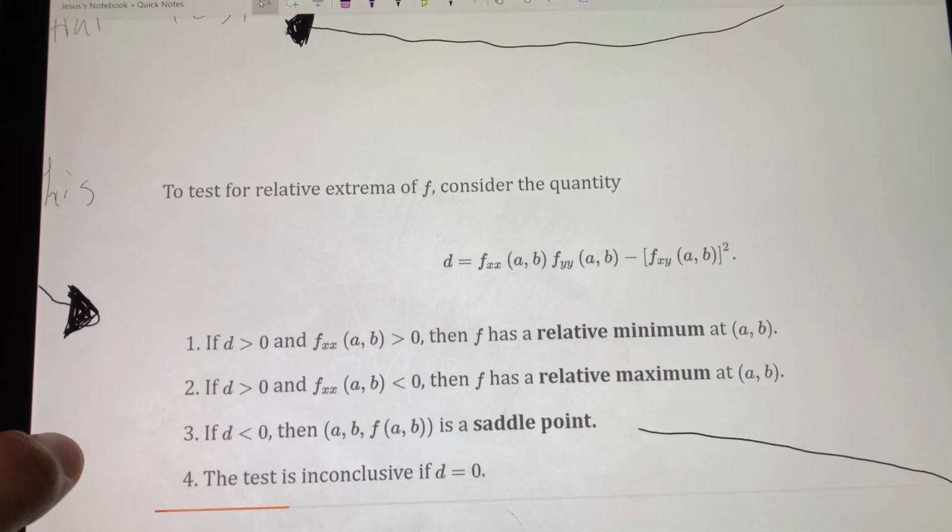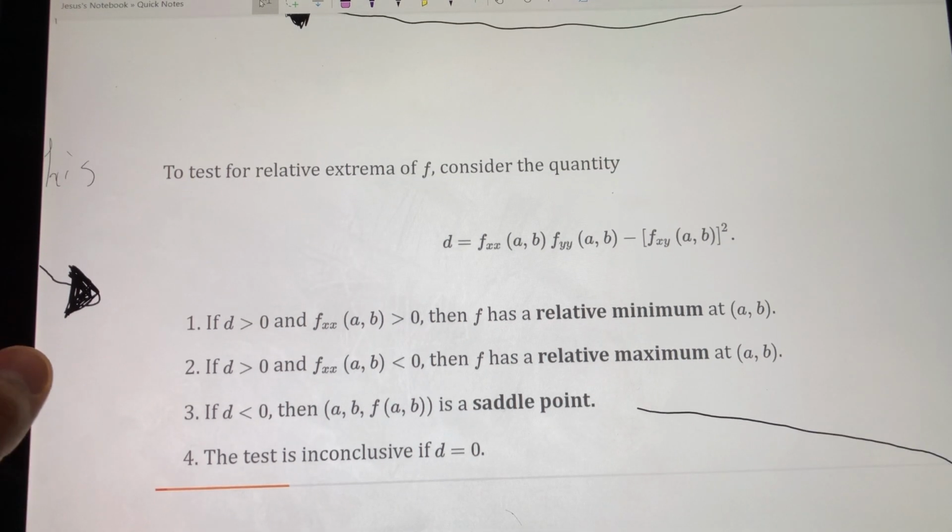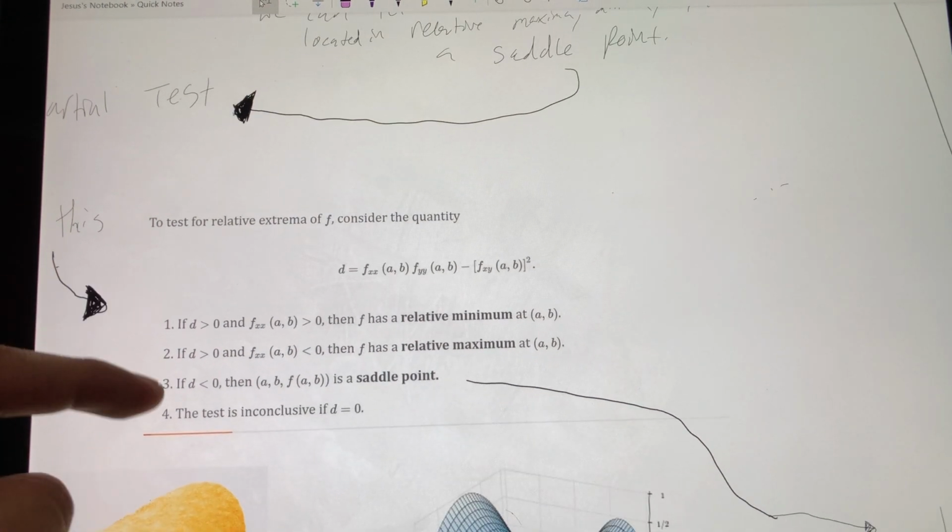Once we plug into this equation, we have four cases. First, we find that we have a relative minimum. Number two, we have a relative maximum. Number three, we have a saddle point. Or four, the test is inconclusive, meaning we have to come up with a different method to test for the relative extrema of the function.